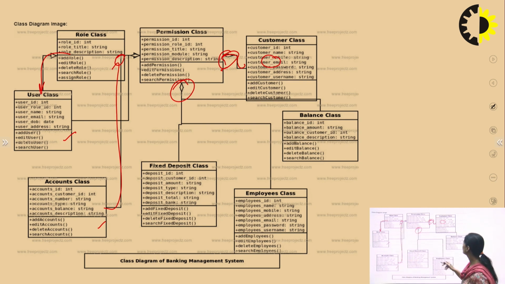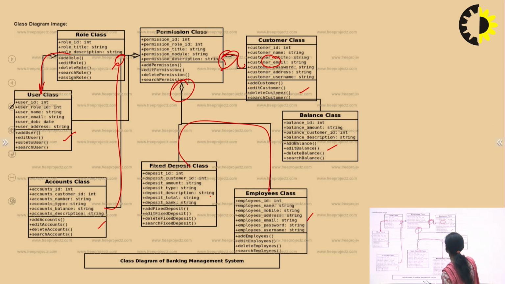Fixed deposit, because this fixed deposit is a part of the customer, the balance and the employee. So this fixed deposit is connected to all of them, and it is inherited by the permission class, because the permission class is a super class which is inherited by multiple classes. Until and unless a permission is granted to a person, he could be a customer, he could be an employee, or he could be an admin or the manager, the user cannot perform any of the tasks.